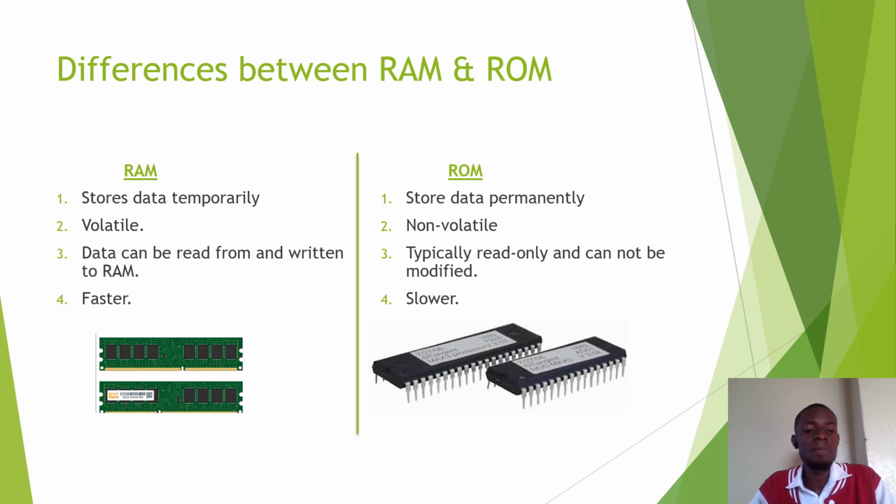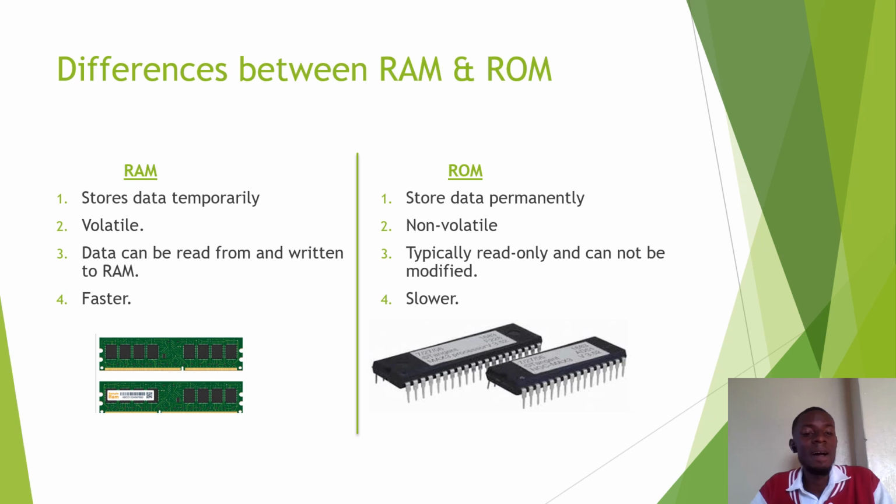Then the other difference is data can be read from and written to RAM. Meaning for RAM information you can edit it and you can read, but which is not the case with the ROM. For the ROM, it is typically read only and cannot be edited or modified in any way.